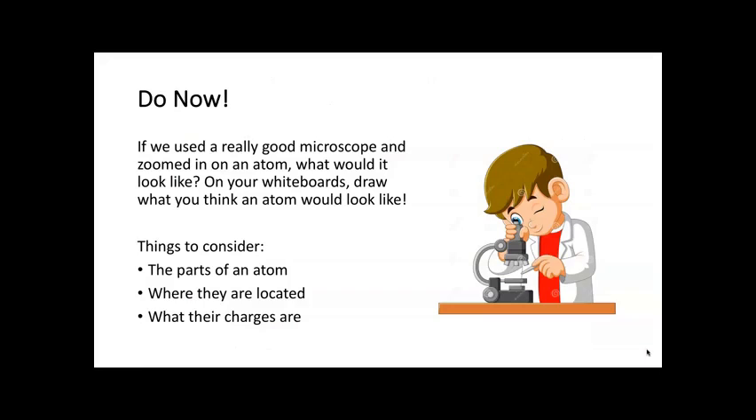When my students walk into the classroom, I'm going to have a do now written on the board. I want them to think about what an atom would look like if they looked through a really good microscope and were able to see the different parts of the atom and where they were. I want you to consider the different parts of an atom, which they should have learned in their previous science classes. I'll remind them of the different parts, which are protons, neutrons, and electrons, and ask them to think about where they're located and what their charges are. Label that on your picture. I'll give them a few minutes to do that.